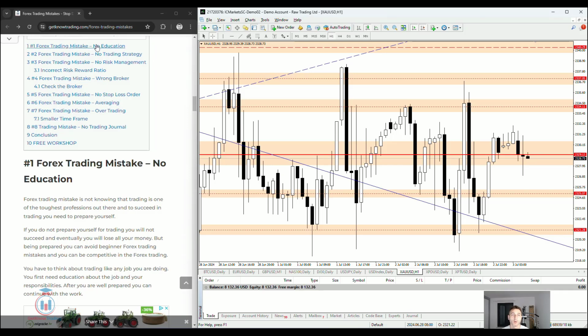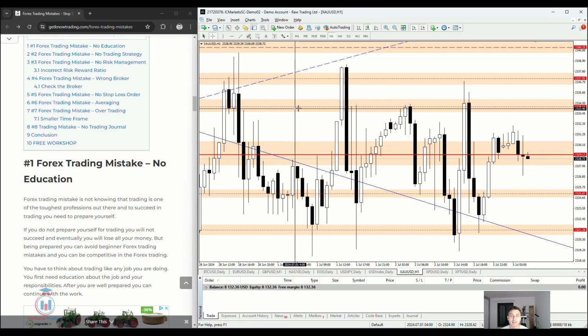First one, no education. And that is very important because you need to understand the tool that you are using. For example, in this case, it is trading platform. I am using MetaTrader 4. You have MetaTrader 5. Then you have other trading platform that your broker offers you. But these are the most used ones.